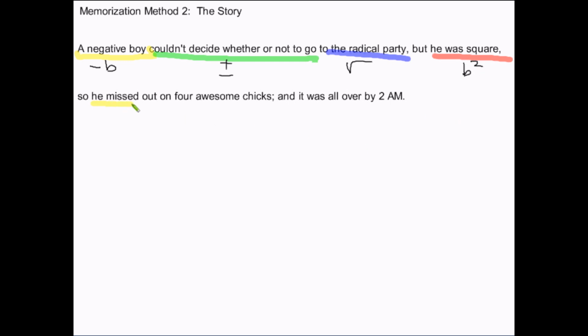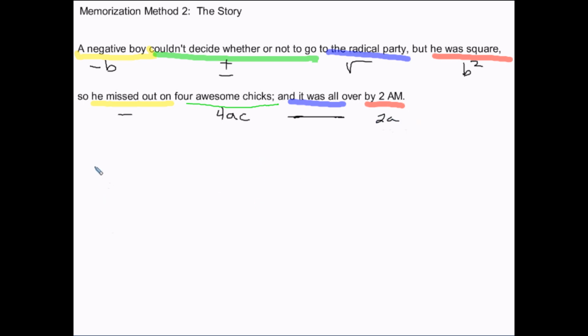And so he missed out on, if we missed out on something, that's a subtraction. 4 awesome chicks, 4ac. Then we have it was all over. That corresponds to our fraction bar, all over, by 2 a.m., and that corresponds to 2a.